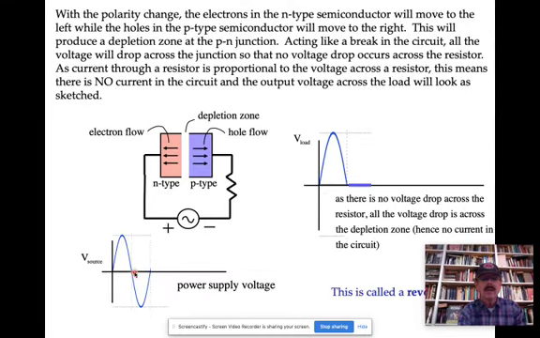When the polarity changes, now positives this way, the electrons are going to want to go in this direction, the holes are going to want to go in this direction, and what you're going to end up with is what's called a depletion zone. And across that depletion zone, it's almost like a break in the circuit. So pretty much all the voltage drop is going to be across here. There's effectively going to be no voltage drop across here. And effectively, you're going to have no output voltage.